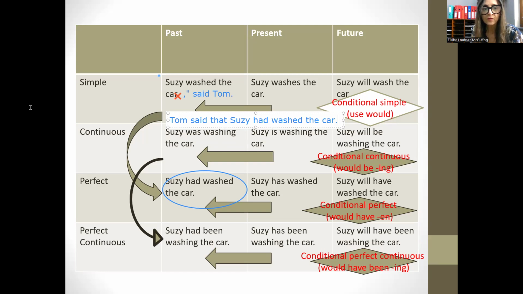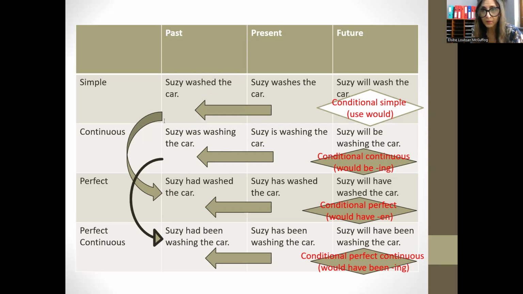For first additional language, they absolutely love to give you a sentence in the past simple, like Susie washed the car, said Tom, and then you're going to have to put it in the past perfect when you go tense back. So Tom said that Susie had washed the car.